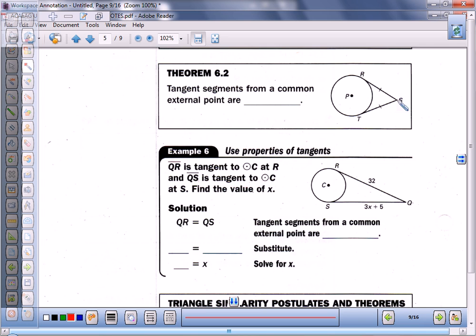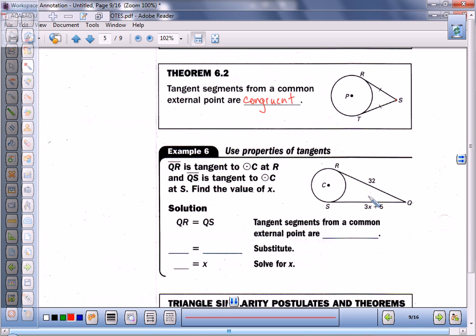compass and put the point here and then marked this distance, if we came over here, it would mark exactly the same for the tangent. So we know that those two tangents from one exterior point are congruent. And we can use that to solve.